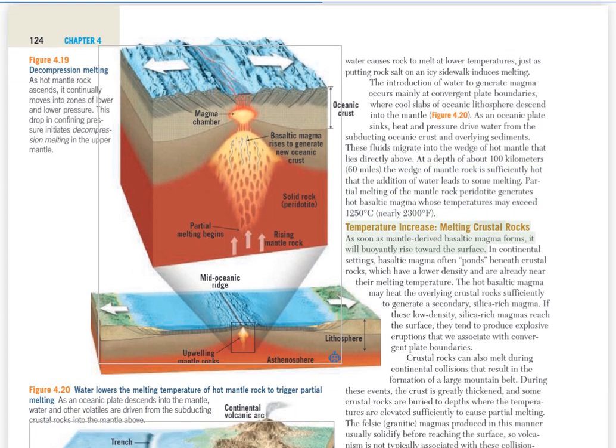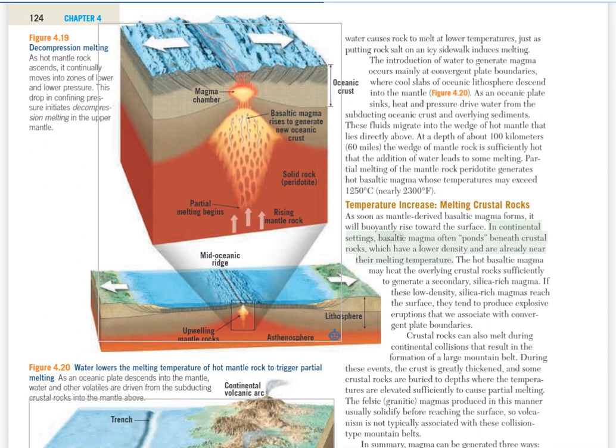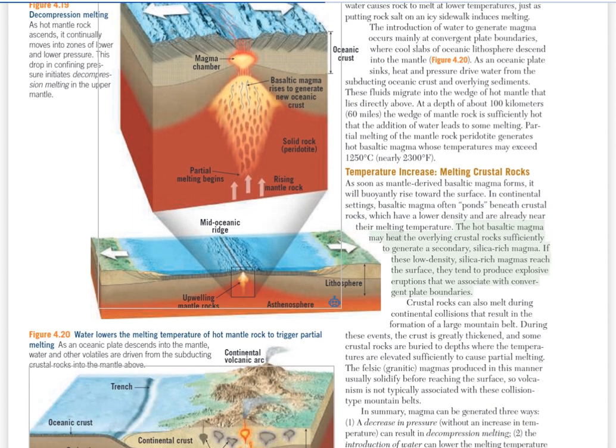Temperature increase, melting crustal rocks. As soon as mantle-derived basaltic magma forms, it will buoyantly rise toward the surface. In continental settings, basaltic magma often ponds beneath crustal rocks, which have a lower density and are already near their melting temperature. The hot basaltic magma may heat the overlying crustal rocks sufficiently to generate a secondary, silica-rich magma. If these low-density, silica-rich magmas reach the surface, they tend to produce explosive eruptions that we associate with convergent plate boundaries.